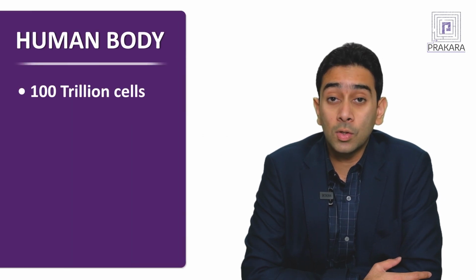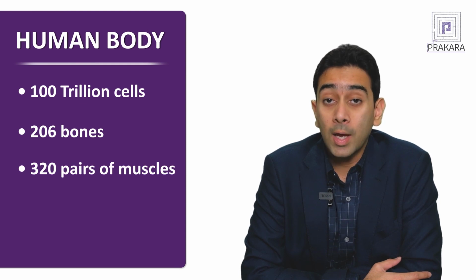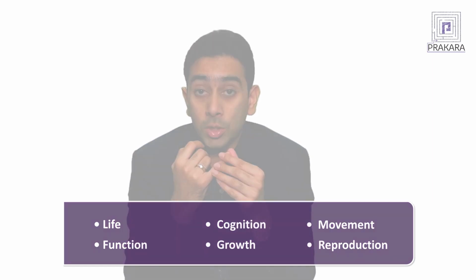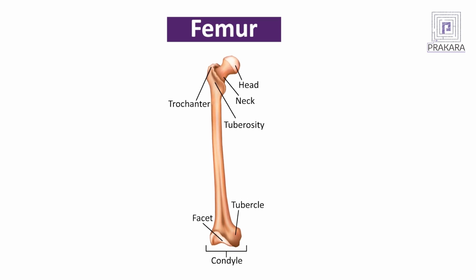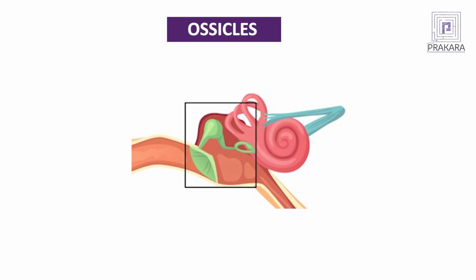The human body consists of 100 trillion cells, 206 bones, 320 pairs of muscles, and 5 vital organs. The human body is a remarkable biological machine which consists of various systems which come together to provide life, cognition, movement, function, growth, and reproduction. The largest bone in the body is the thigh bone or the femur, and the smallest bones in the body are the ossicles in the middle ear.